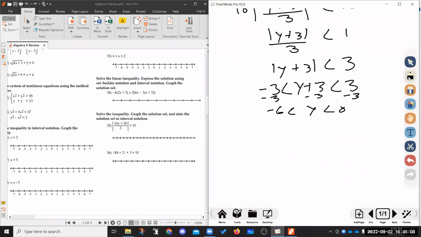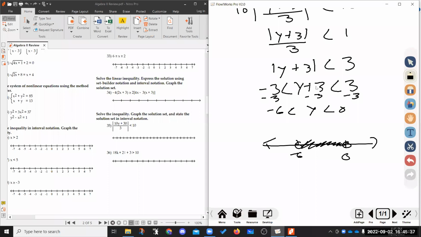So on my number line, I'm going to have -6, I'm going to have 0, I'm going to have open circles for both, and shade in between. The distance here had to be less than. That's why it's between. If the distance was greater than, I'd have greater distances that would be on the outside, and I'd shade on the outside.